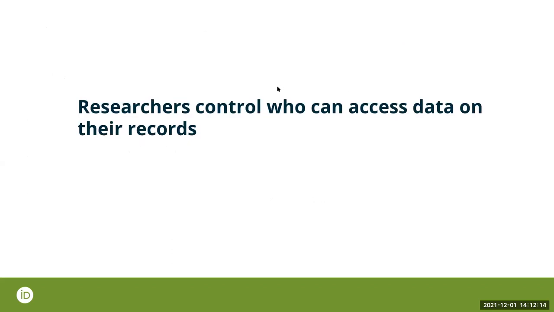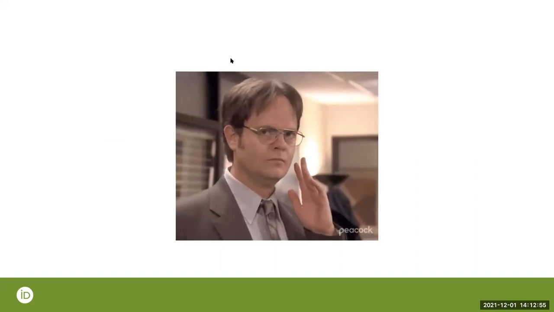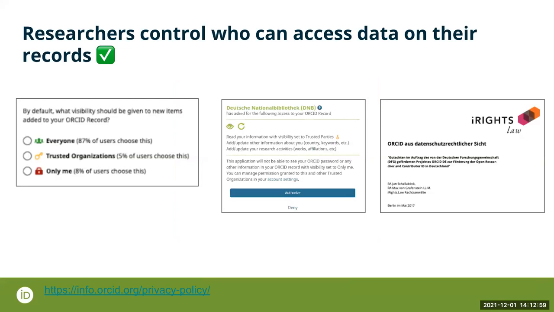So, and this is a question, or a statement, that affects researchers directly. Researchers control who can access data on their records. Is this true or false? I'm very happy to see that most of you are saying this is true, because it is actually true. But I had the impression that maybe we don't have that so clear on the record.